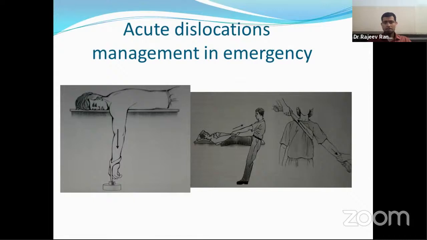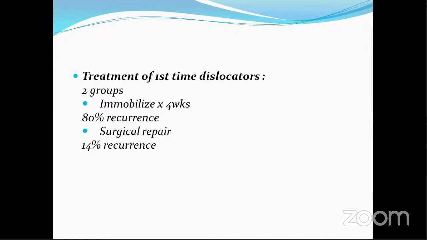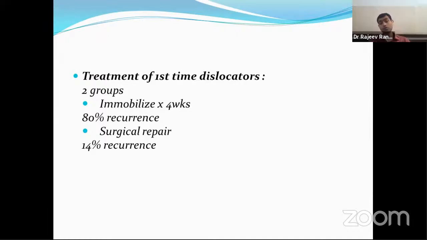Acute dislocations are managed in the emergency by one of these three methods. The first one is the Stimson, and the Hippocratic method and the Kocher method. Any one can be used for the reduction of the anterior dislocation of the shoulder. The treatment of first-time dislocators is a debatable topic. If we immobilize the shoulder for 4 weeks, then in those cases the recurrence rate is up to 80%, and the recurrence rate after the surgical repair is just 14%.